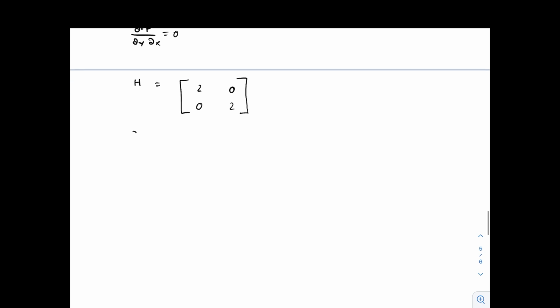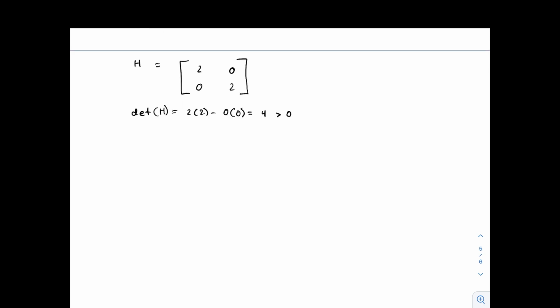And the determinant of our Hessian matrix H is going to be 2 times 2 minus 0 times 0, right? So that's going to be 4. And more importantly, 4 is positive, okay? So that means that we have a relative extrema, right? It's going to be either a relative maximum or a relative minimum.